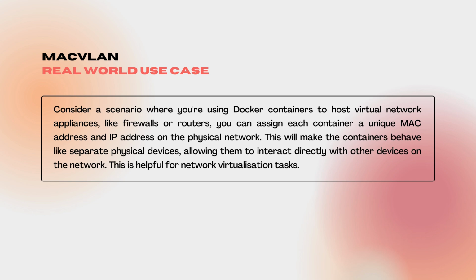In a real-world scenario, we could think about a situation where you would be using Docker containers to host virtual network appliances, such as firewalls or routers. You can easily assign each container a unique MAC address and IP on the physical network. This will make the containers behave like separate physical devices, allowing them to interact directly with other devices on the network. And this is helpful for network virtualization tasks. So you can use the MacVLAN network driver for this purpose.